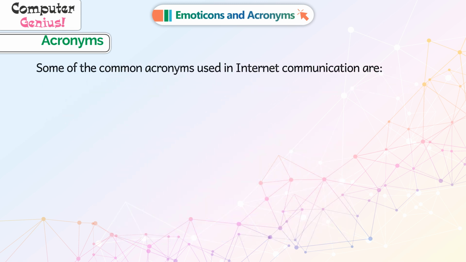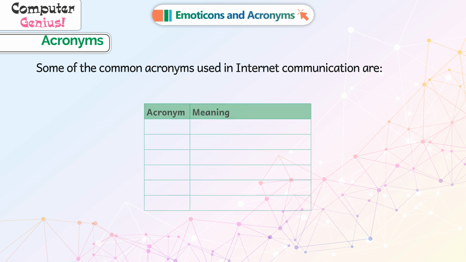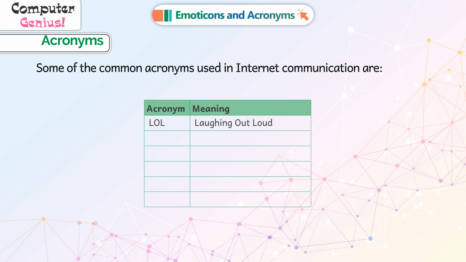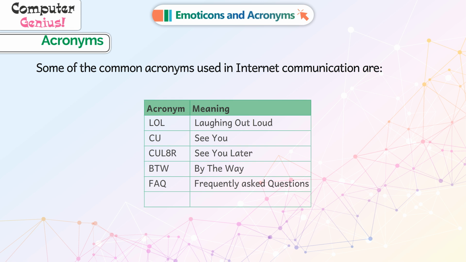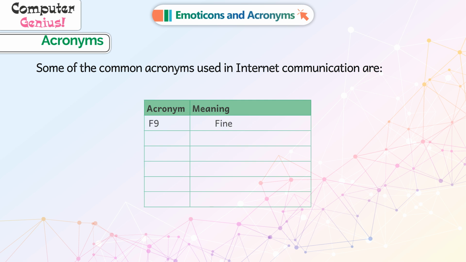Some of the common acronyms used in internet communication are: LOL, laughing out loud; CU, see you; CUL8R, see you later; BTW, by the way; FAQ, frequently asked questions; OK, F9, fine; PLS, please; GR8, great; ABT, about; ASAP, as soon as possible; forever.